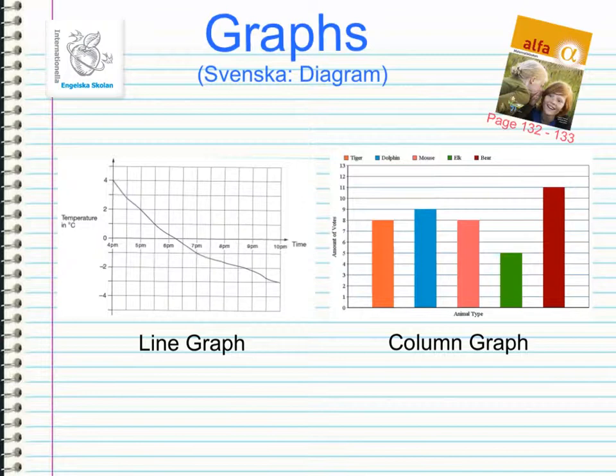The line graph shows us how something changes over a period of time, whereas a column graph has a bunch of different categories, and we can see how different categories compare with others.